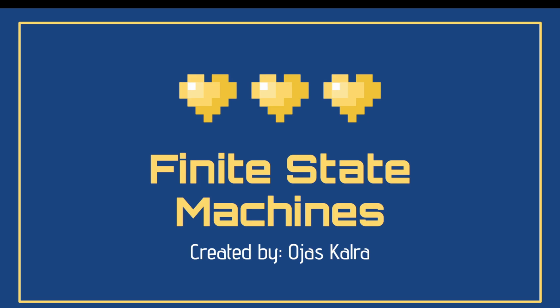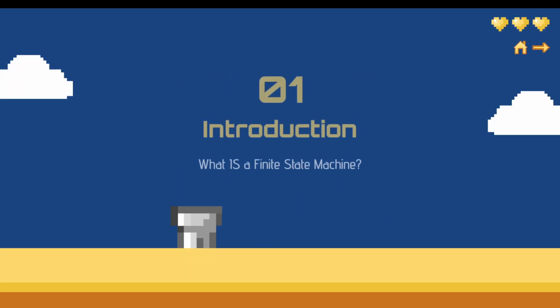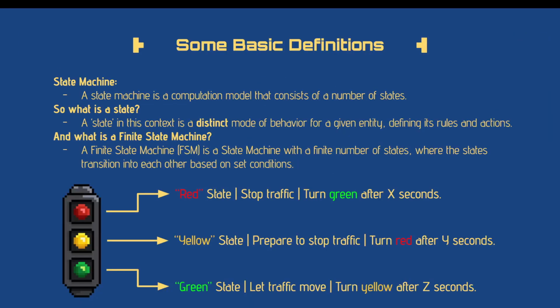Let's start by getting some basic definitions out of the way first. In a nutshell, game AI architecture is a system that lays down the rules for NPC behavior in a video game. Now, with that in mind, what is a finite state machine? Well, a state machine is a computation model that consists of a number of states. What's a state? A state in this context is a distinct mode or method of behavior for a given entity, defining its rules and actions, what it can and cannot do.